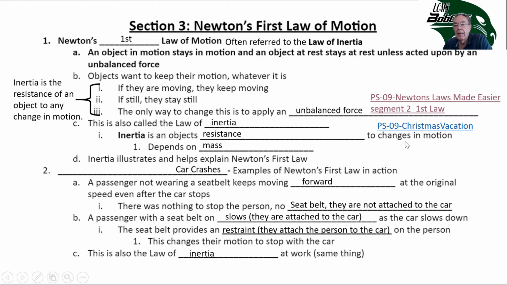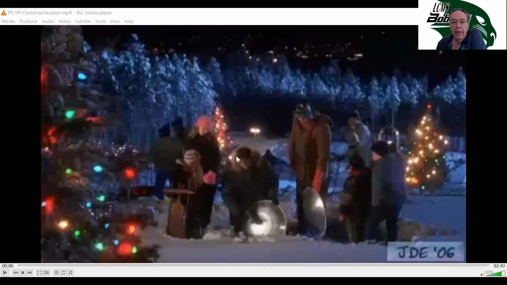There's a second segment that I'd like you to take a look at, and they use some of the principles of inertia and an object in motion staying in motion in the movie that probably many of you have seen, Christmas Vacation. Quite often in movies, they'll apply the laws of physics, but they'll exaggerate them. And in this scene from Christmas Vacation, the dad here is going to put this stuff on the bottom of his sled that makes it have no friction.